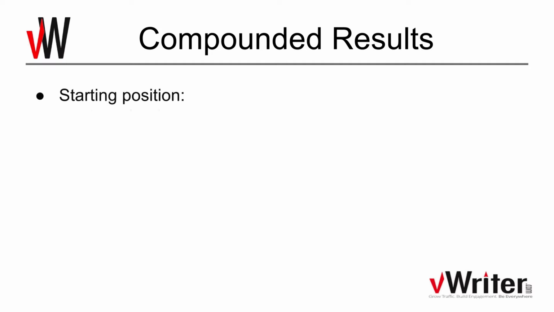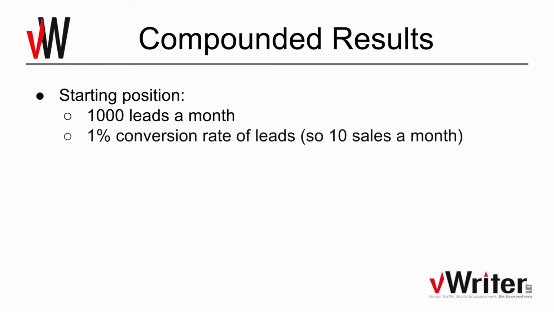So let's say you had a starting position of, say, 1,000 leads a month. I've just used very round numbers just to provide the example. So you may not be able to relate to this too much, or you may be able to. But just focus on the numbers. Let's say that you have a 1% conversion rate of those leads, so in terms of converting those leads into sales. So 1% conversion rate of 1,000 leads would give you 10 sales a month.